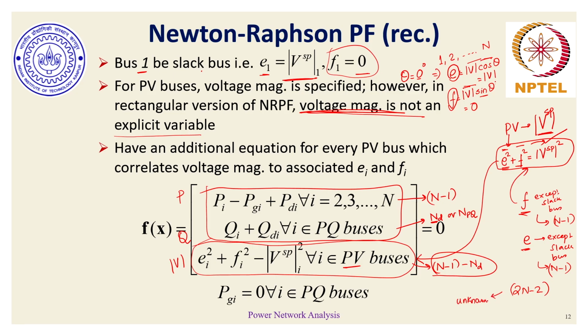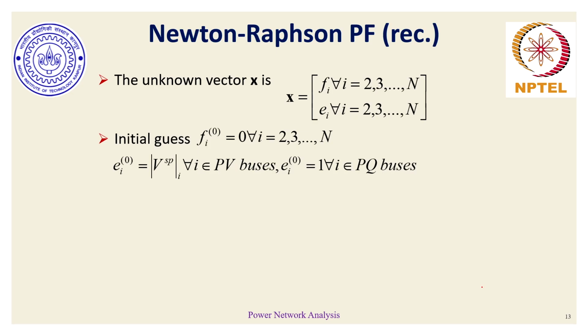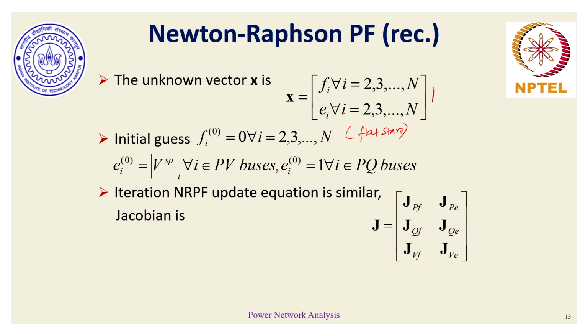And do we have the same number of equations for these unknowns? Yes, if we add these three sets here, we have 2n-2 equations also, from which we can find the corresponding unknowns. So this is what the unknown vector is. The initial choice again is equivalent to the flat start in the Gauss-Seidel method or Newton Raphson polar version. The set of equations here is a little different.